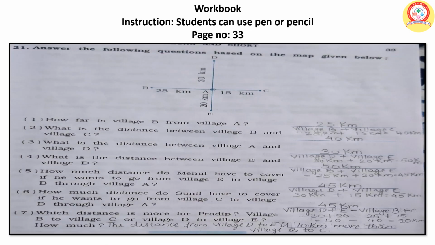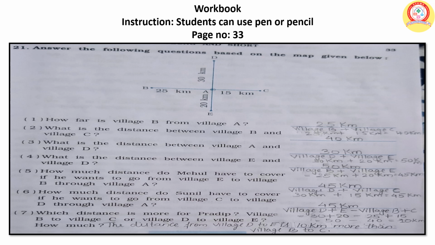Page number 33, question number 21. Answer the following question based on the map given below. First question, how far is village B from village A? So you can see the distance from B to A, that is how much children? 25 kilometers. Okay children. Now let's move to second question.